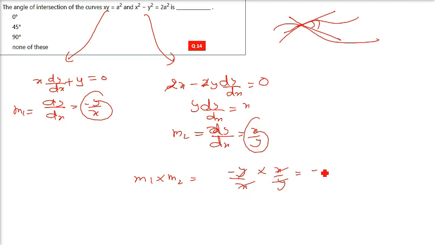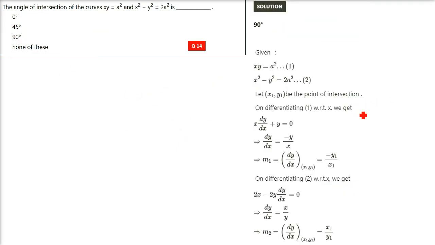You get minus 1. When the slopes multiplied is equal to minus 1, that means they are perpendicular to each other. They have 90 degrees between them. Orthogonality condition is this. That is why this is 90 degrees. So m1 m2 equals minus 1, angle is pi by 2, 90 degrees. This is the correct answer. Pi by 2 is 90 degrees. This is your answer. This is your reference solution. You can follow this. Okay. This is how you are going to write.